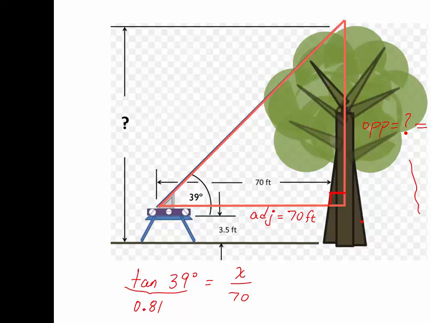This triangle looks like the rise and the run are about the same, okay? And so that's what this is saying. The rise is a little bit less than the run. Okay, now we want to get this x value, so we can solve this equation. X equals what? 70 times tan 39.